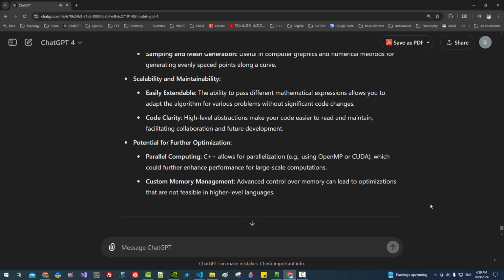Potential for further optimization. Parallel computing. C++ allows for parallelization, e.g. using OpenMP or CUDA, which could further enhance performance for large-scale computations. Custom memory management. Advanced control over memory can lead to optimizations that are not feasible in higher-level languages.